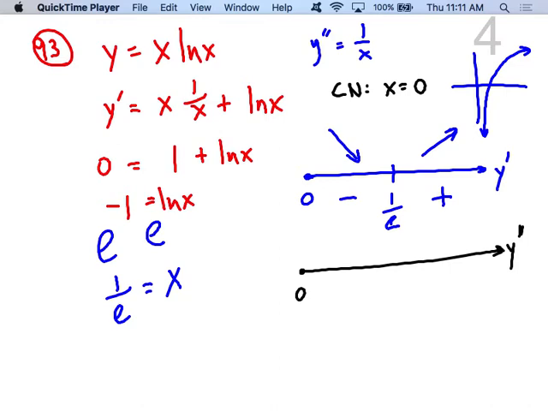Hopefully that's correct. The answer key says e to the negative 1 for x, and then y is negative e to the negative 1. Does it say anything about a point of inflection? Good, then I'm right, let's move on.